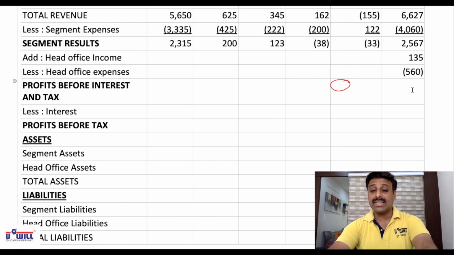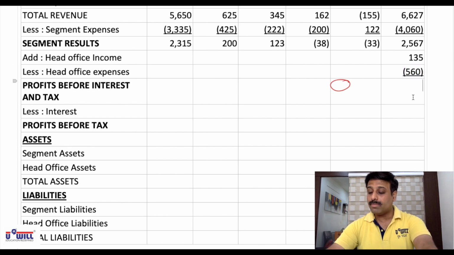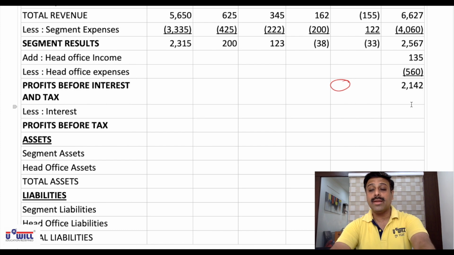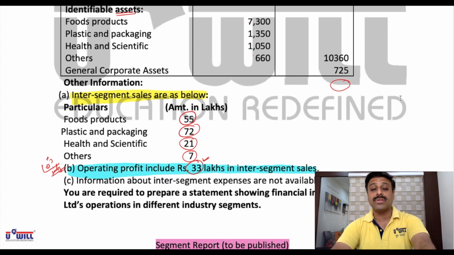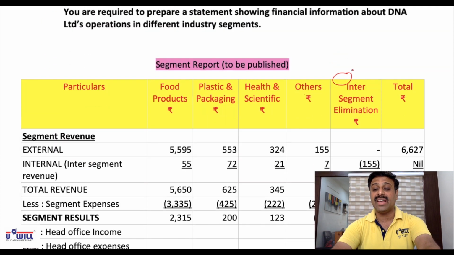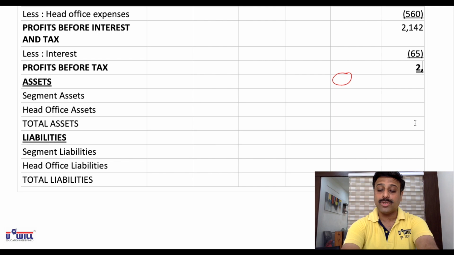Now profit before interest and tax, what we will get, all of you do it. 2567 plus 135 minus 560, 2142. 2142. In that we will minus interest of, yes, interest is that 65. In that we'll minus interest of 65. So all of it are down in bracket minus 65. Now 2142 minus 65, what will be profit before tax? 2142 minus 65 will be 2077.